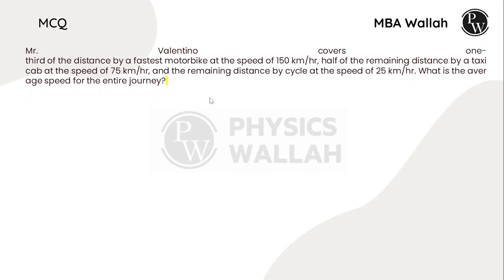Hello students, so the question is: Mr. Valentino covers one-third of the distance by a fastest motorbike at the speed of 150 km per hour, half of the remaining distance by a taxi cab at the speed of 75 km per hour, and the remaining distance by cycle at the speed of 25 km per hour. What is the average speed for the entire journey?